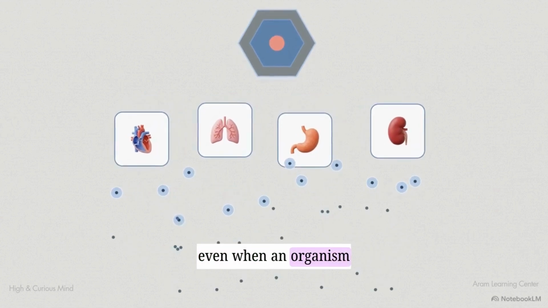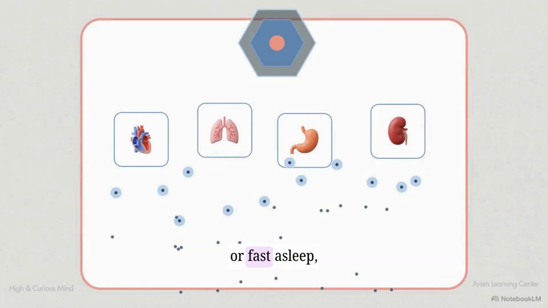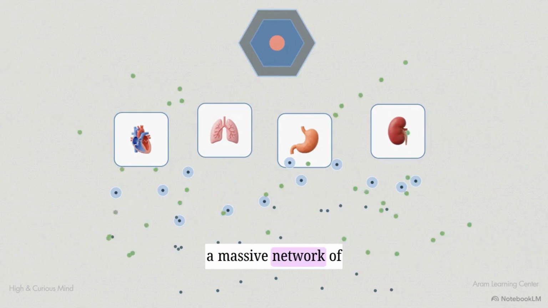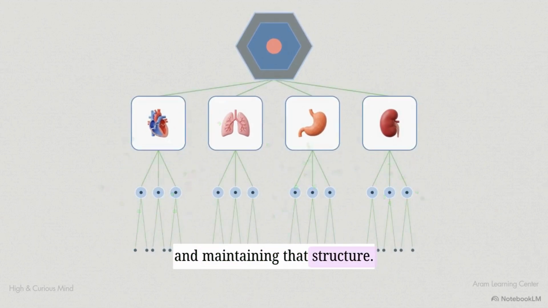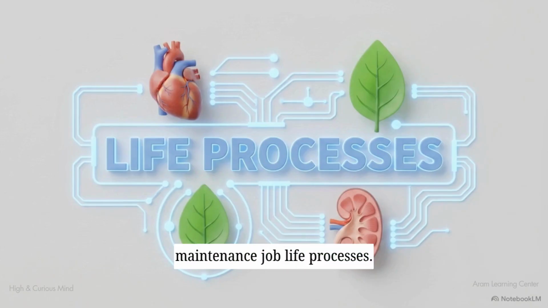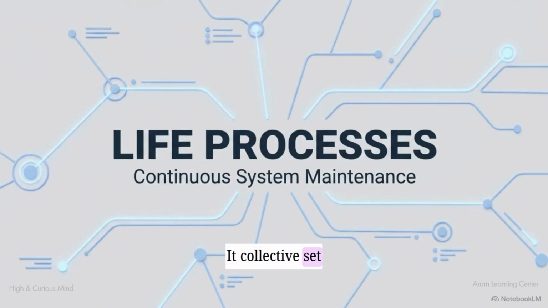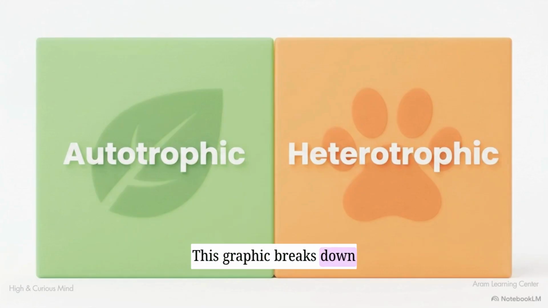Therefore, even when an organism is entirely inactive or fast asleep, a massive network of molecules is constantly moving, repairing, and maintaining that structure. We call this continuous maintenance job life processes. It is the exact collective set of functions, running 24/7, required to prevent damage and structural breakdown in every living creature. This graphic breaks down the two primary ways organisms secure the materials for that maintenance.